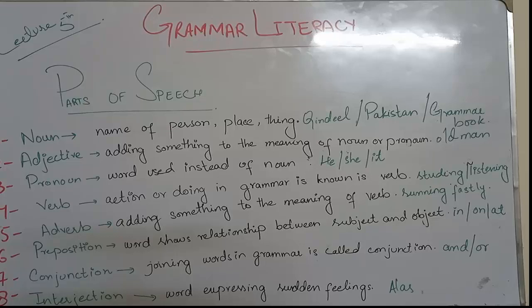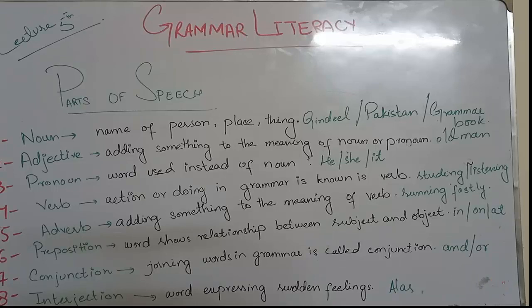So certain ones are: the girl is fond of music. Here music is the object and the girl is the subject, and fond is the verb. But of, here of is the preposition. So this is called the preposition, which shows the relationship between the subject and the object.